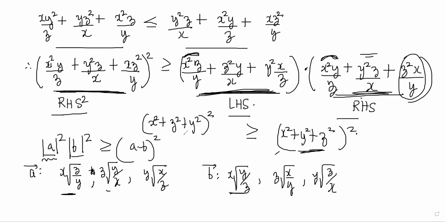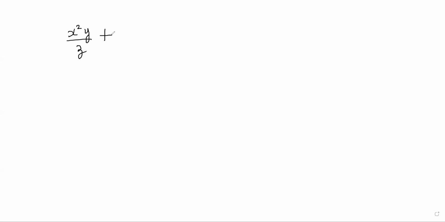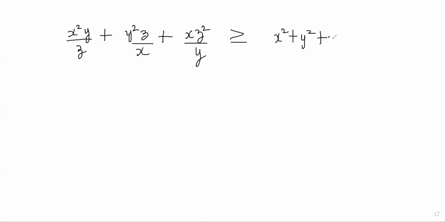So whole square, right? So this step comes by Cauchy's inequality. Cauchy's inequality says that this product of x square z by y, z square y by x, y square x by z with x square y by z plus y square z by x plus z square x by y is greater than x square plus y square plus z square whole square, right? So therefore, we have RHS square is greater than this square. So therefore, we have shown that x square y by z plus y square z by x plus z square x by y is greater than or equal to x square plus y square plus z square.